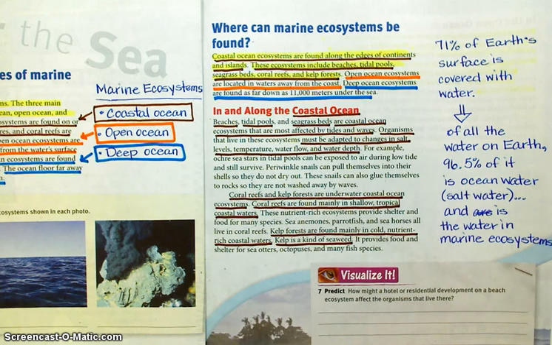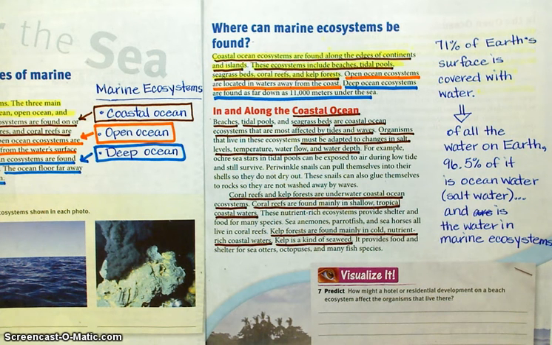All right, I'm now on page 539. Where can marine ecosystems be found? We've already talked about this a little bit because it's sort of restating some of what we saw on page 538. Coastal ocean ecosystems are found along the edges of continents and islands. Remember, I don't know how familiar you are with what's called the continental shelf, but it's that area between the coastlines and the really deep ocean waters. So it's fairly shallow, even in the ocean, right near the coast. So that's going to be a coastal ocean ecosystem.